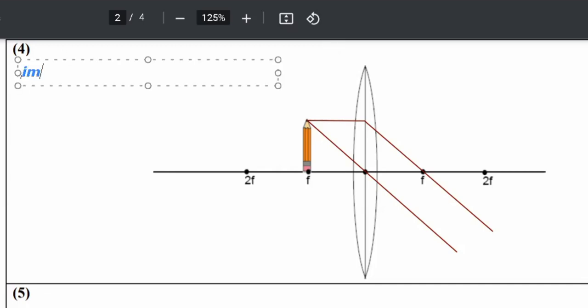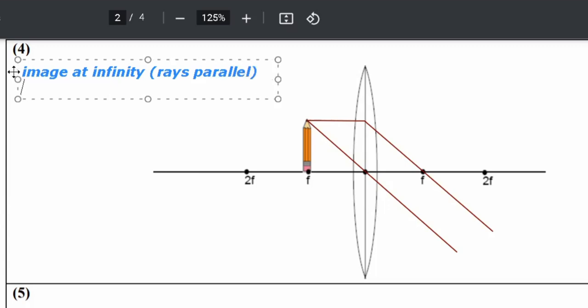An example is a telescope, and over here, your image is formed at infinity. In a telescope, you can only see a portion of the object. For example, you can just see a portion of the moon, so the viewer can just see a portion of the pencil.